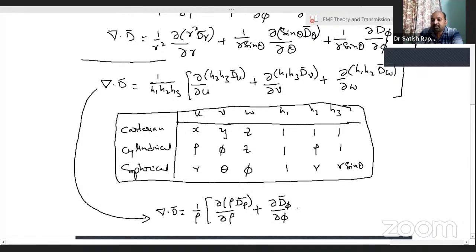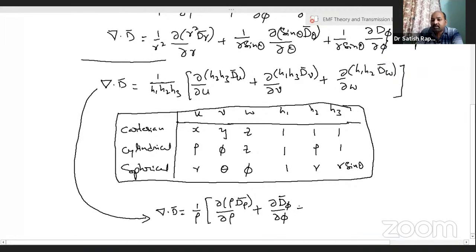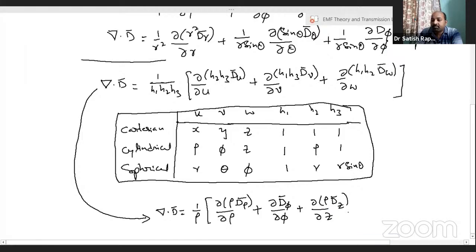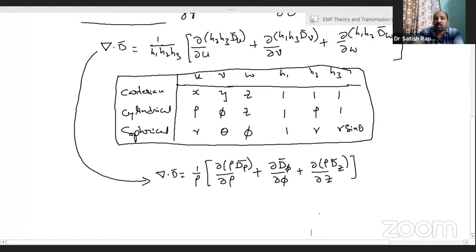And v is phi. Plus dou by dou w of h1 h2. What are h1 and h2 here? h1 is 1, h2 is rho, D_w, where w is z, D_z by dou z. So using the short method I can write like this. This is nothing but the equation I have written above, the same equation. There is no difference here.